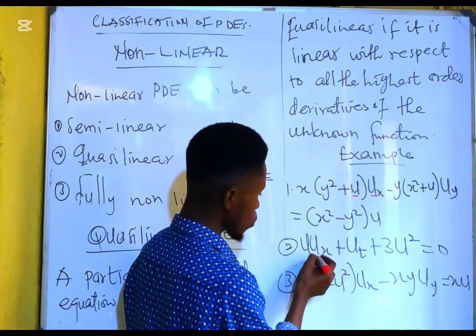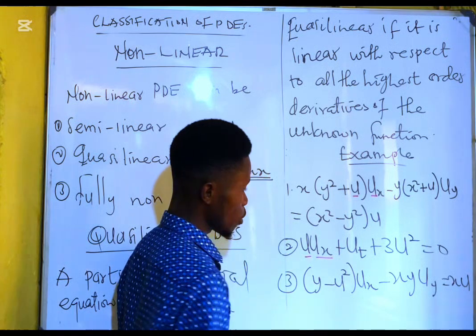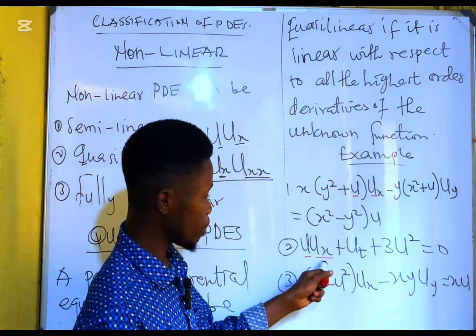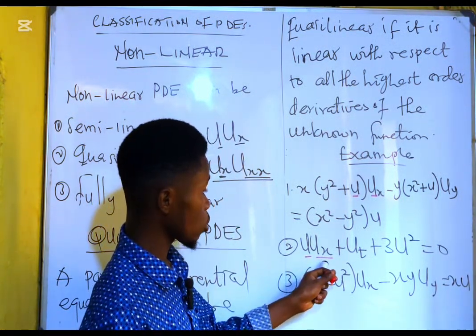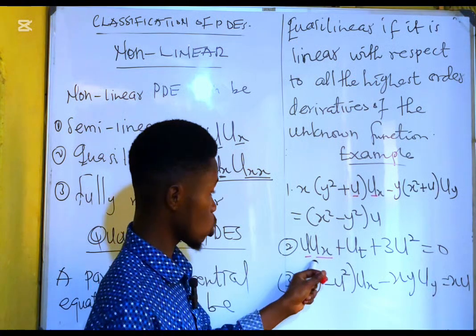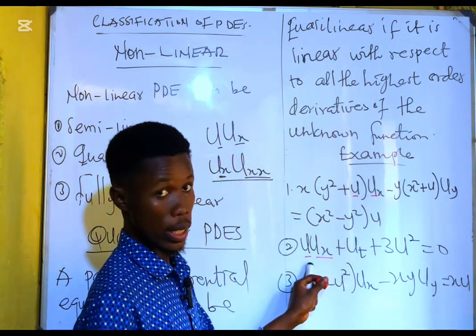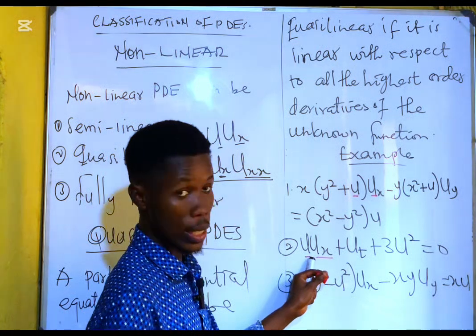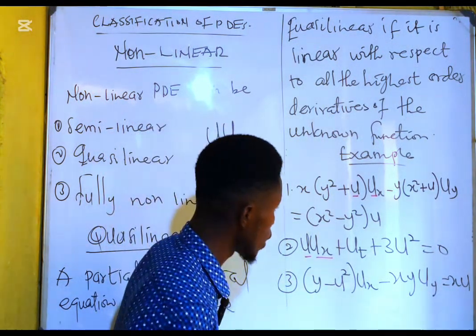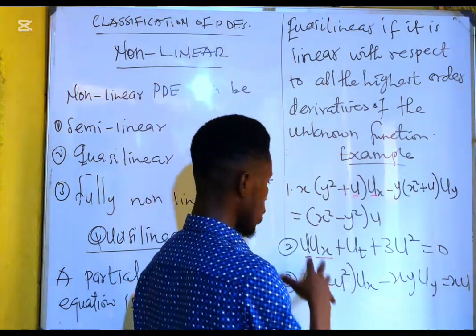But if you look at this one too, there's a product between the highest order and the unknown function. So this makes it quasilinear. Then this is semi-linear. They are meeting in one question. So your answer should be quasilinear. So when the quasilinear meets the semi-linear, it should be quasilinear.